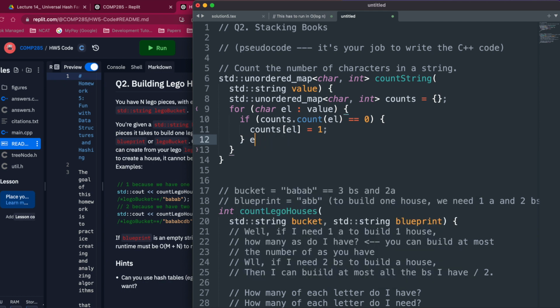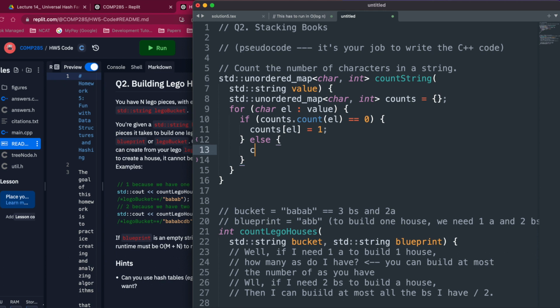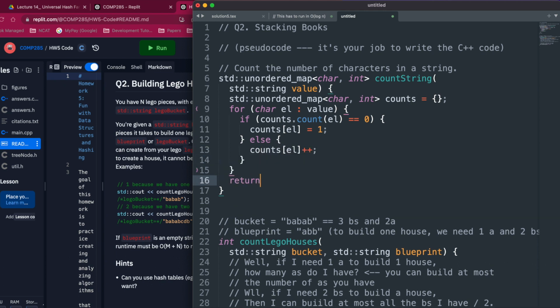Otherwise, it is already in the map, so we say counts of element plus plus. And then we return counts. So again, this is some pseudocode / C++ code for how you might count the string.